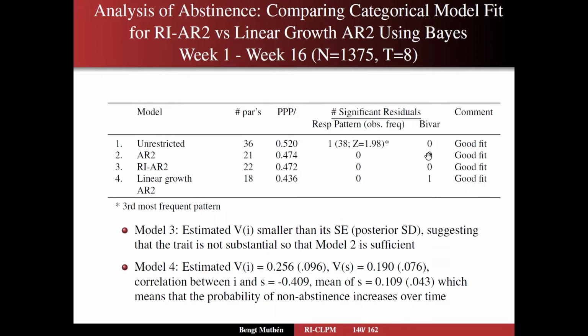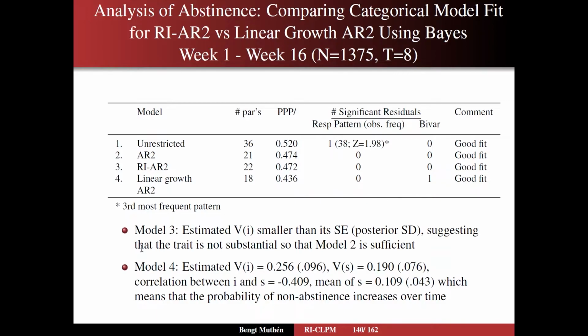so we can go on and then restrict the model into AR2, which also has a good fit, and RI-AR2, which has a good fit, adding one parameter. And then we turn to the linear growth model with AR2. So in addition to random intercept and AR2, we also have a random slope. That's fewer parameters because we impose restrictions on the thresholds. The thresholds are not allowed to be unequal across time, but are restricted to be the same. That gets a good PPP and a good fit in terms of residuals as well.